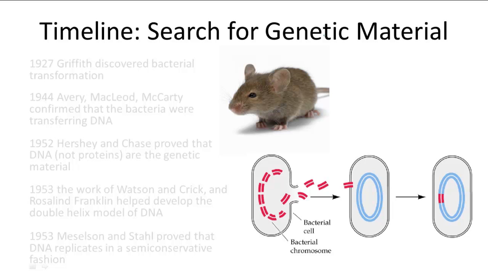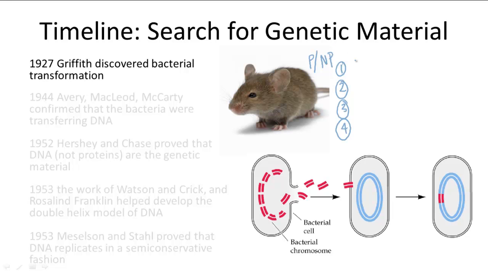So it begins in 1927 when Griffith discovered bacterial transformation, and he was experimenting on mice and with two strains of bacteria, a pathogenic strain and a non-pathogenic strain. And he conducted 4 experiments with his mice and his bacteria.